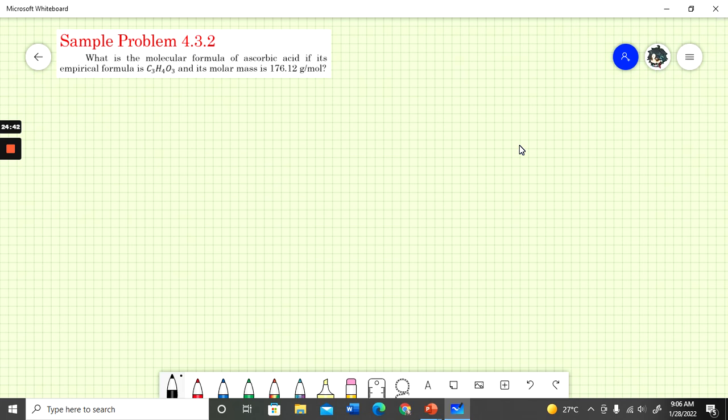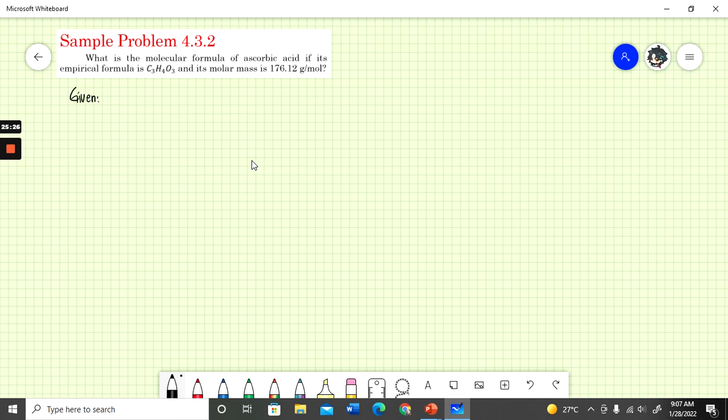Okay, so our discussion earlier centered about finding the empirical formula and then finding the molecular formula. And from our discussion, we mentioned that we can find the molecular formula of a compound if we know its empirical formula, which in this case, we just solved for. We know that the empirical formula of ascorbic acid is C3H4O3. And what we want next is to know the molar mass of the compound. And we know this molar mass right here. So let's write our given, and then we're going to go ahead and solve for the molecular formula of ascorbic acid.